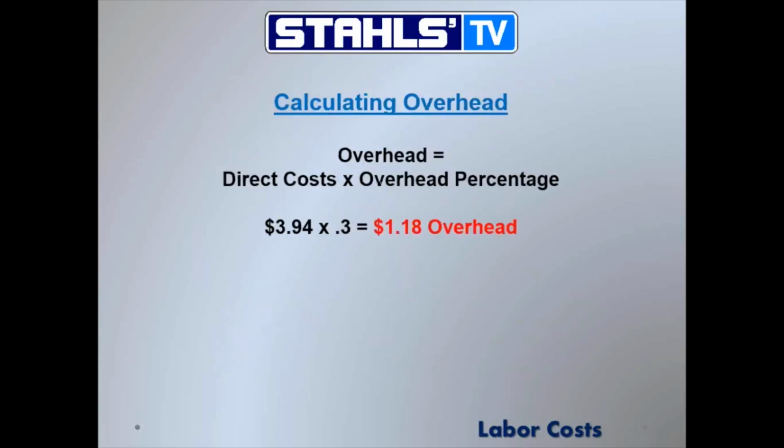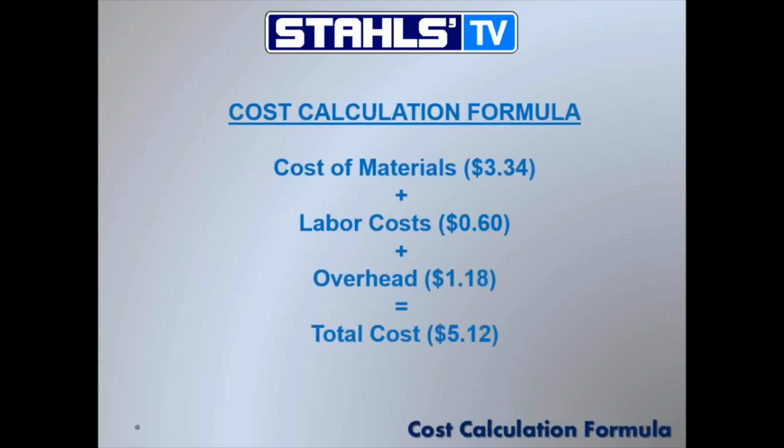For example, to get our overhead for this particular job, we're going to take our direct cost for the job, which of course was our cost of materials plus our direct labor of $394, and we're going to multiply that by our overhead percentage of 30%, and we get $1.18 in overhead on this particular 12-piece job that needs to be added to the cost. I'm sorry, not the overhead of the job, it's the overhead per piece.